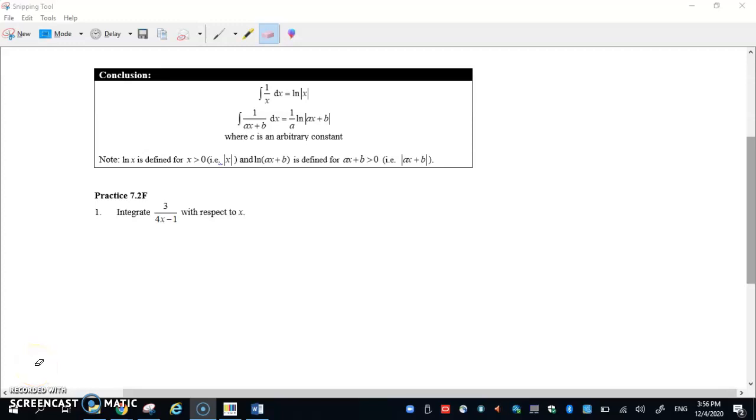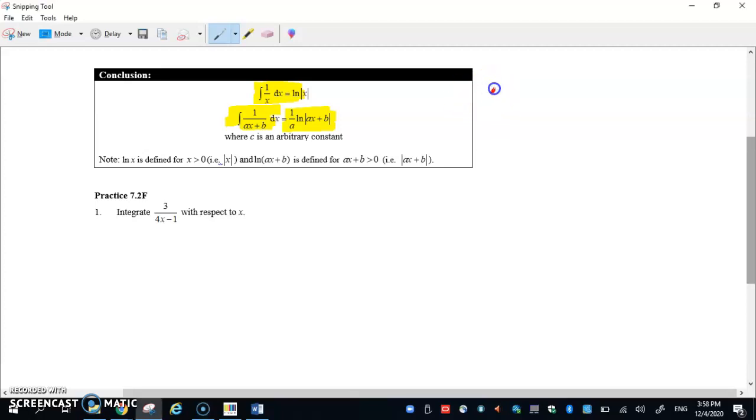Okay, gentlemen, now we are at chapter 7, page 13 of your notes. In this part of the chapter, we are looking at the integration involving such expressions over here. We realize that what we need is actually a logarithm for the integration. At this point, I want you to take note that the power of the expression in the denominator is only power 1. Only when it is power 1, then you may use a logarithm.